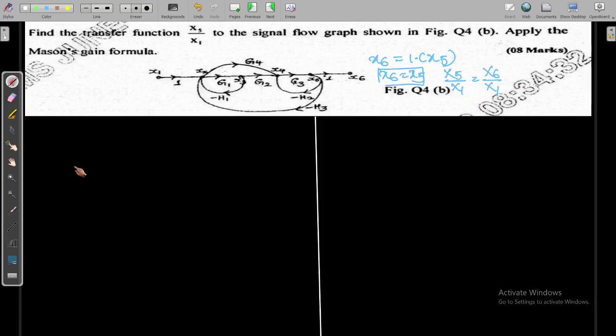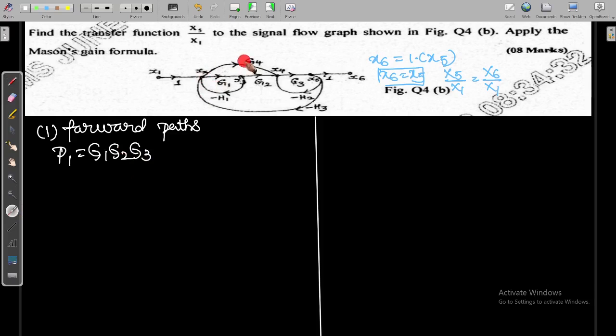So what is the first step we have to do? You have to identify the number of forward paths. So how many forward paths are there? You see the forward paths here: x1, x2, x3, x4, and like this it is reaching x6. In this you have g1, g2, g3. So let us write the first forward path: p1 is equal to g1, g2, g3. That is the first forward path. Next, where is the second forward path?